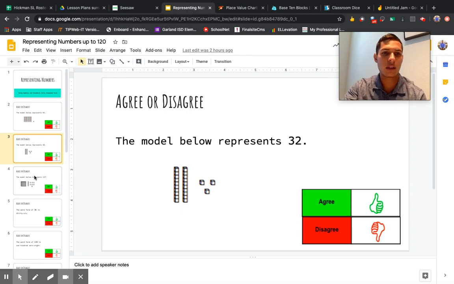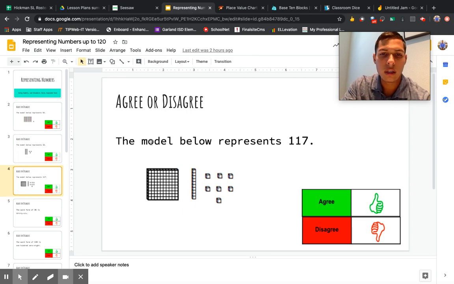Now let's go back. The model below represents 117. Let's go ahead and check it out. I'm going to give you guys a second to agree or to disagree. All right. I think I gave everybody plenty of time to go ahead and put their thumbs up or down, and let's see how we did, right?